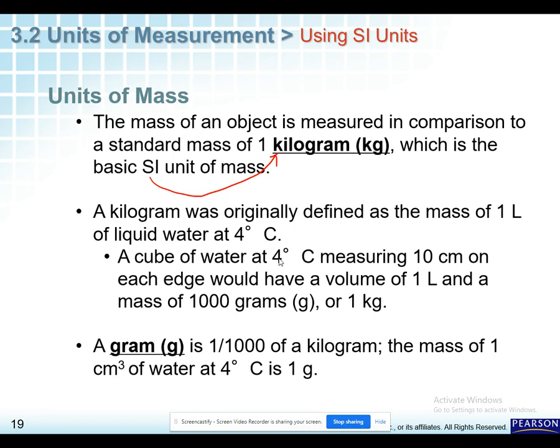And that's why we get that weird, wonky relationship: the volume of 1 liter and a mass of 1,000 grams or 1 kilogram. So a gram is actually defined as 1 over 1,000th of a kilogram, and it's the mass of 1 centimeter cubed of water at 4 degrees Celsius. No, I do not expect you to know that for your test.